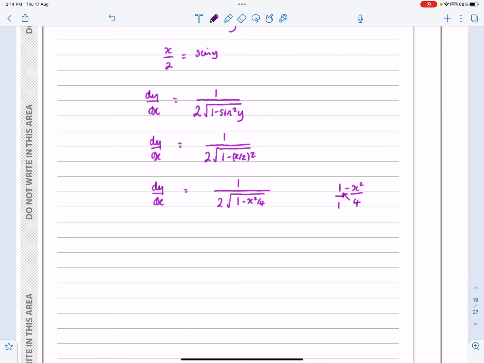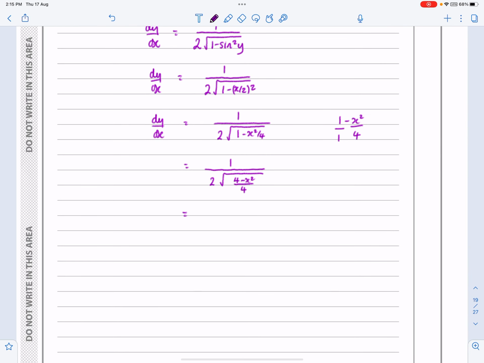So I'm actually going to get that 1 minus x squared over 4 is the same as, everything else stays the same, 1 over 2 root. But now instead of having 1 minus x squared over 4, I'm going to have 4 minus x squared all over 4 there. So we're nearly there. We can just say this is 1 over 2. Now the root 4 minus x squared comes out, and the square root of 4 is going to be 2. So that's going to give me that like that.